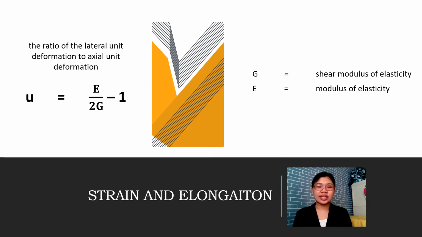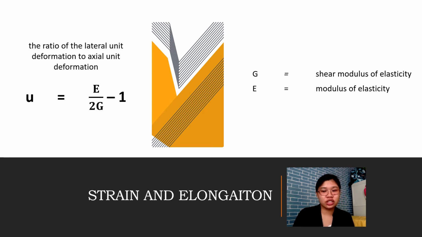And then we have here the Poissons ratio. Poissons ratio is the ratio of the lateral unit of deformation to actual unit deformation. So, the formula is equal to E, the modulus of elasticity, over 2G, where G is the shear modulus of elasticity. Other terms for this are modulus of rigidity or shear modulus of elasticity, minus 1.